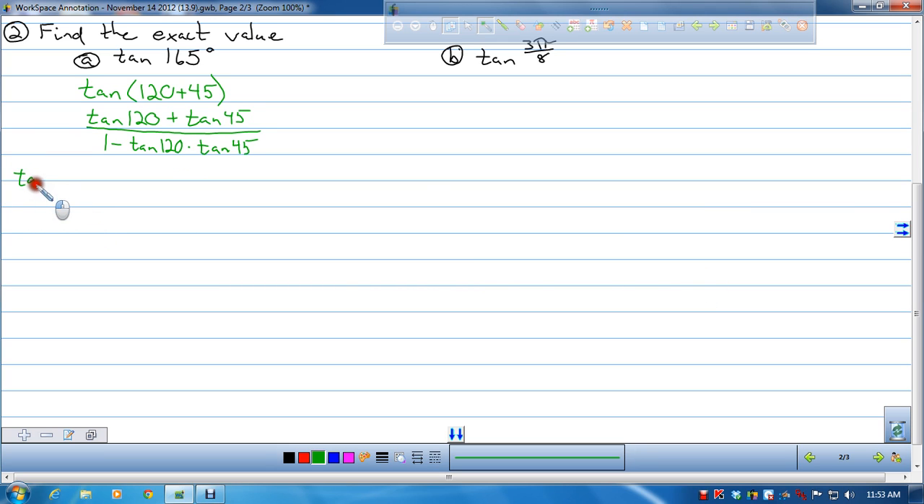Okay, so the tangent of 120 is equal to the y value of 120, or the sine, which is root 3 over 2, divided by the x value, which is negative 1/2. And when I go simplify that, I've got root 3 over 2 times negative 2 over 1. So I multiply by the reciprocal. 2's simplify, and I'm left with a negative root 3 over 1, or just negative root 3.